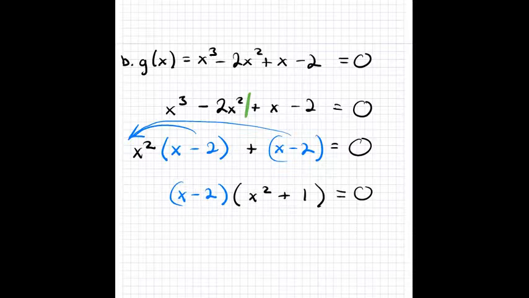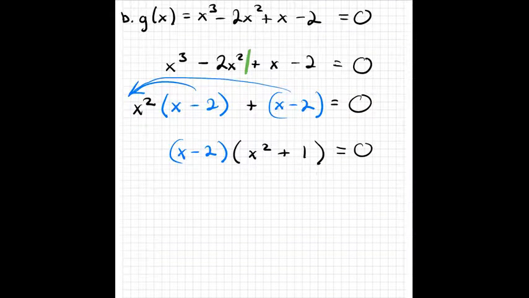So now that we have two things that multiply to give us 0, we can use what's called the zero factor property. When two or more things multiply to give us 0, long story short, we set each thing to 0 and solve. So if we set x minus 2 equal to 0, we get x equals 2. And from the second one, if we set it equal to 0, we get non-real solutions, right? We get imaginary results.